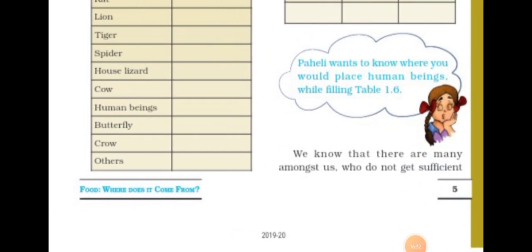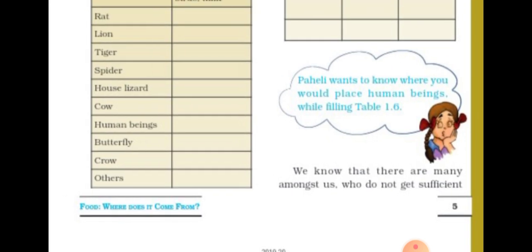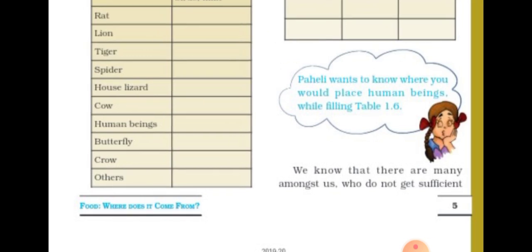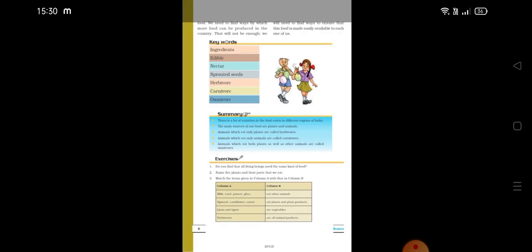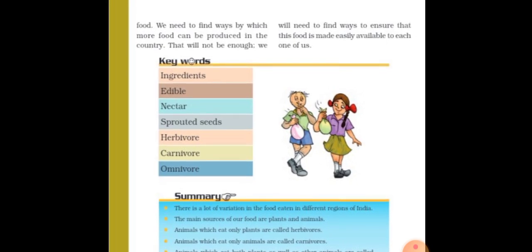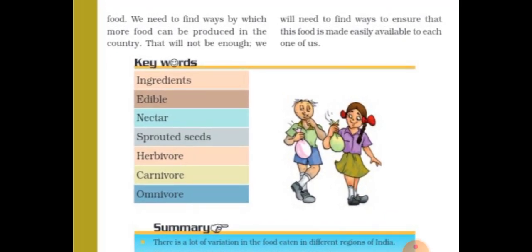Now come to next. Paheli wants to know where you would place human beings while filling table 1.6. That I already told you, just now, that human beings come under omnivores. We know that there are many amongst us who do not get sufficient food. We need to find ways by which more food can be produced in the country. That will not be enough. We will need to find ways to ensure that this food is made easily available to each one of us.